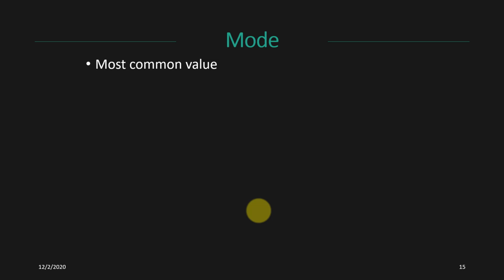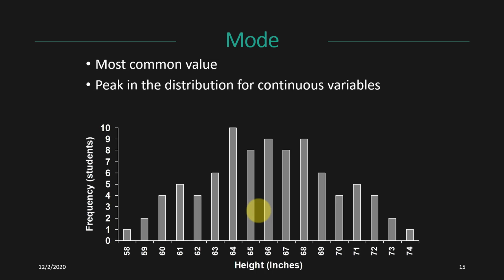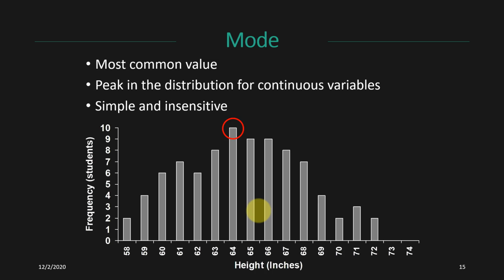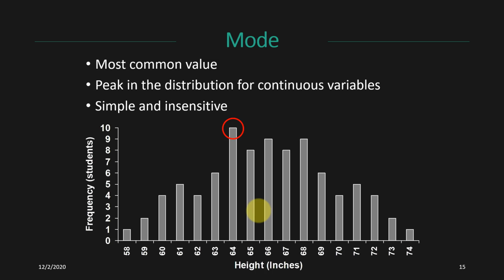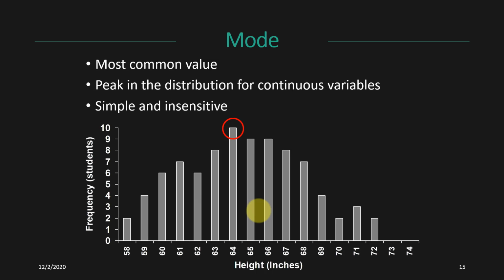So finally, let's talk a little bit about the mode, right? Again, the mode tells us something about the most common value. So all it is sensitive to is the peak in the distribution for continuous variables. So for these data, right, we would say, well, the modal height was 64. But the downside of the mode is that it's pretty simple and insensitive. So if you tell me that the mode was 64, did the data look like this, right, or like this? And the mode doesn't really tell us much about anything else going on in the distribution because it is so simple and insensitive.